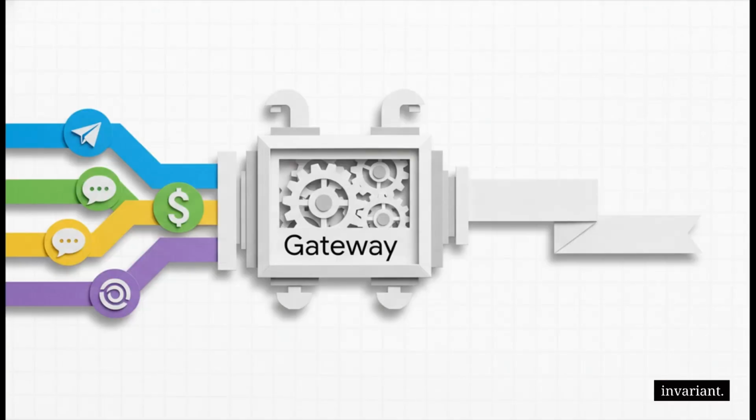The first piece of the puzzle is the gateway. You can think of this as the agent's universal translator or its multi-channel front door. It hooks into all the places you already are: Telegram, Slack, WhatsApp, you name it. And from an engineering perspective, this is a huge deal because it abstracts away all the messy, specific details of each platform. It just hands the agent one clean, standardized message to work with.